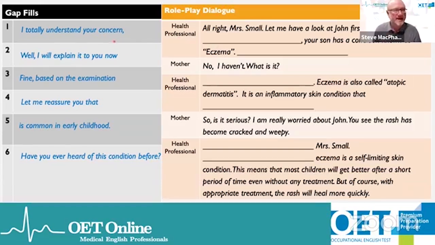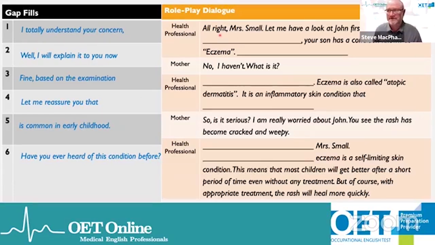And I've got a little gap fill activity. So on the left-hand side, you can see these gap fills and numbers: 1, 2, 3, 4, 5, 6, everyone. I want you to just type in the number for each gap as I call it out. You tell me what number it is, and we'll just fill the gap.